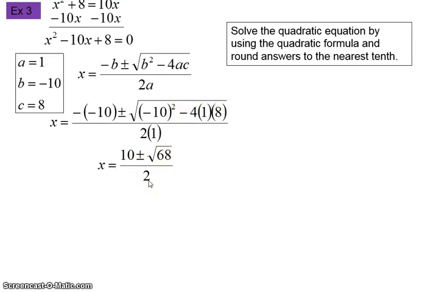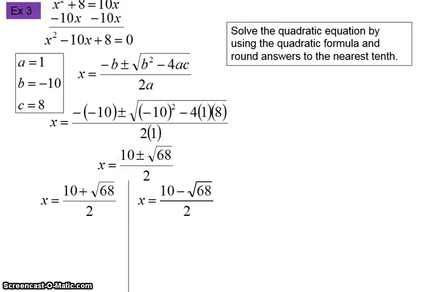Now I'm going to show you what this is equivalent to if you had to round it to a decimal. So this problem is to solve the quadratic equation by using the quadratic formula and round answers to the nearest tenth. How do you do that? You just basically put the value in the calculator, and it does it for you. So notice here the answers are split up. One solution is 10 plus the square root of 68 over 2. The other is 10 minus the square root of 68 over 2.